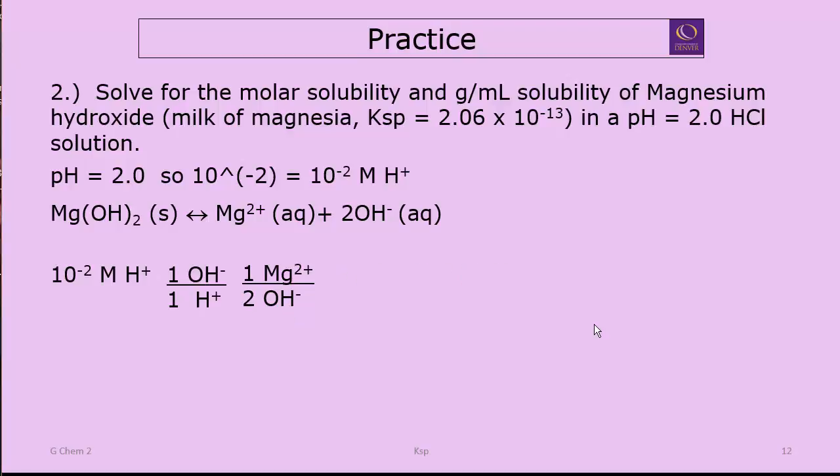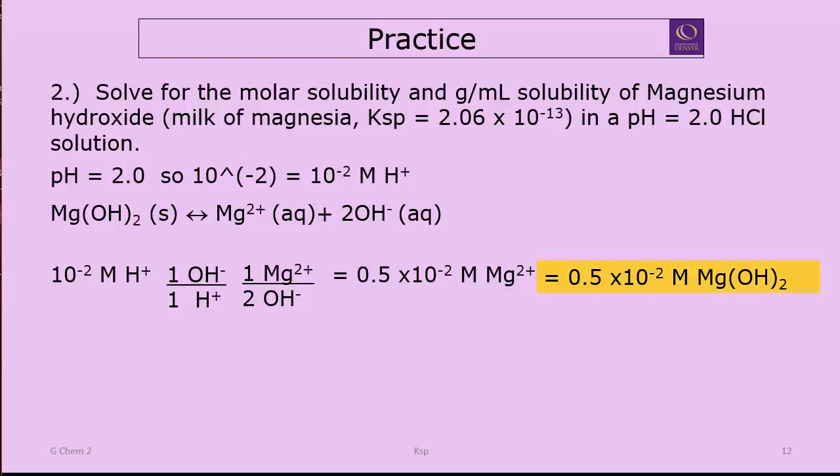So when you solve that, you see that basically you get 0.5 times 10 to the minus 2 molar magnesium ions, which are 1-to-1 with the magnesium hydroxide. So that is the molar solubility of the magnesium hydroxide. So once again, the acid that neutralized the base raised the solubility of the insoluble salt.